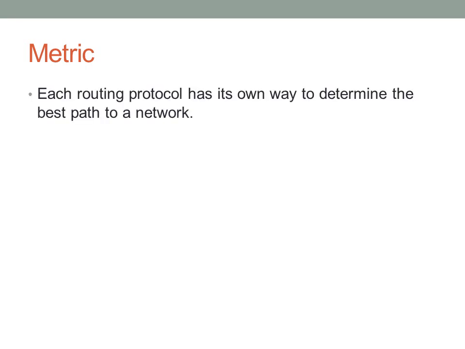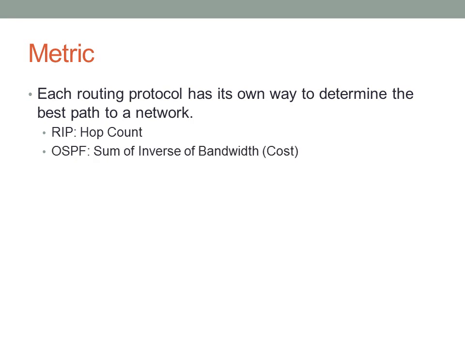Now we have to talk about a concept called metric, which is used in a lot of different routing protocols. Each routing protocol has its own way to determine the best path to a network. For some routing protocols, it involves bandwidth. For others, it just involves a single hop. For others, it can be a little bit more complicated than either of those two. With RIP, it's hop count. With OSPF, it's the sum of the inverse of bandwidth, so a higher bandwidth gives you a lower cost. With EIGRP, it's a combination of the minimum bandwidth on the link plus the total delay across all the links that the route has traversed.